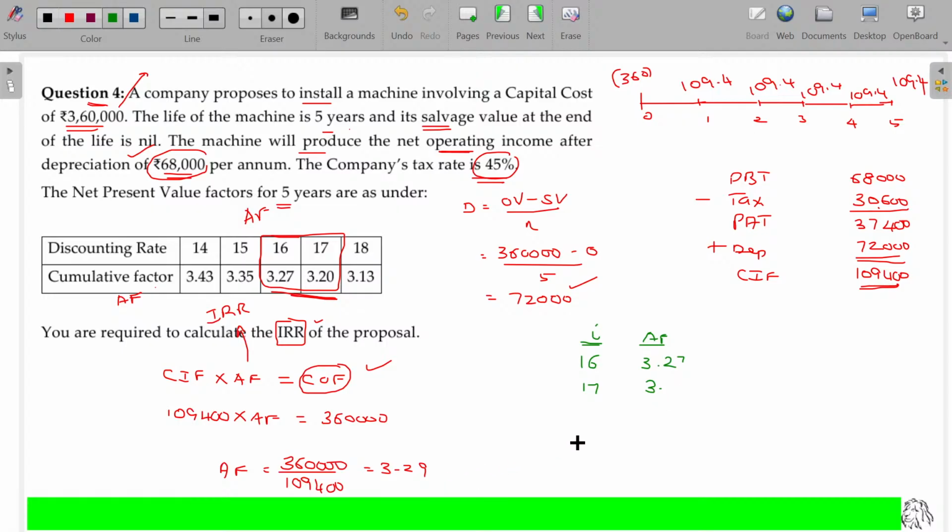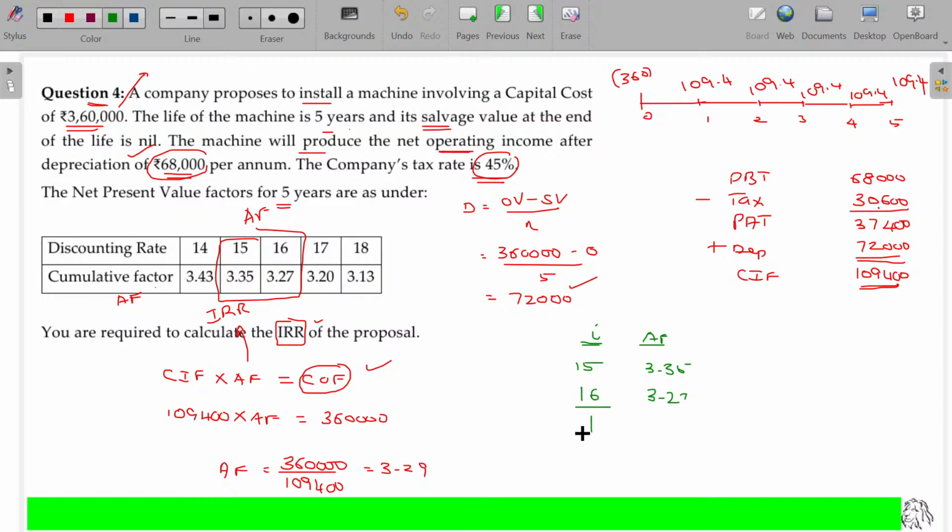I need 3.29. So the required answer should be anywhere between 15 and 16. For 15 percentage, we have 3.35, and for 16 percentage, 3.27.